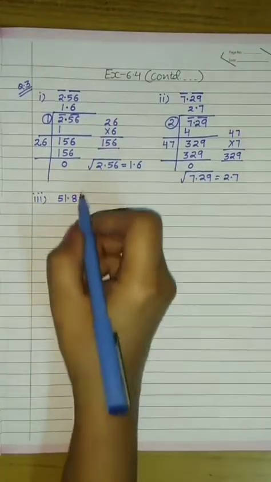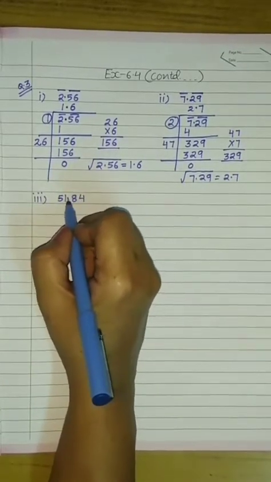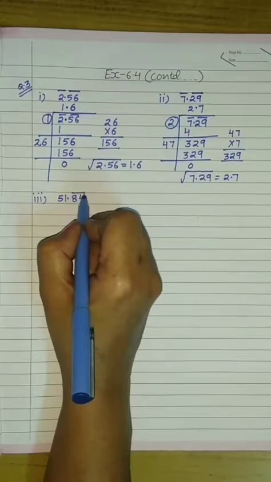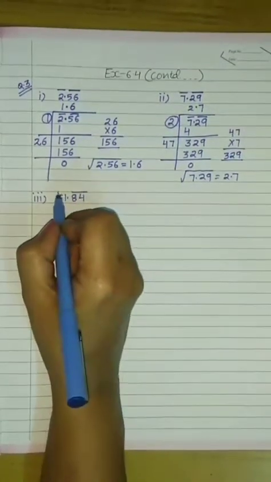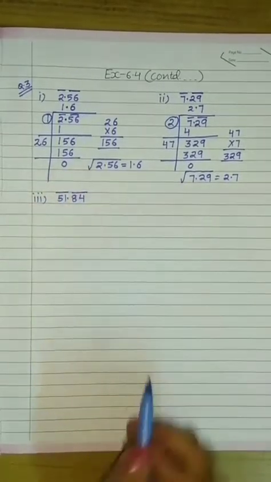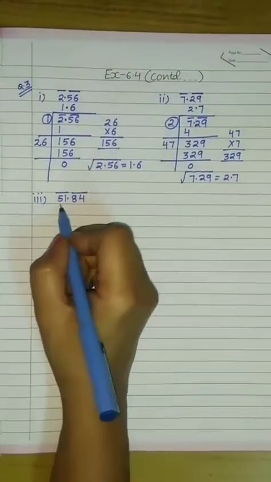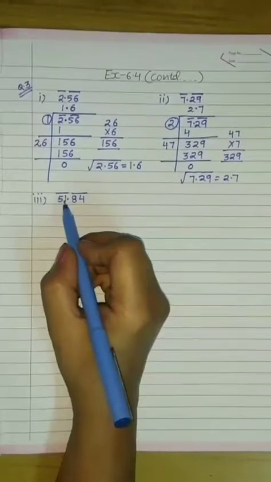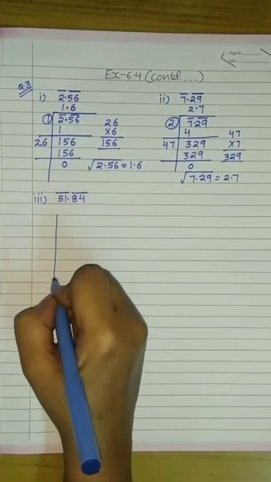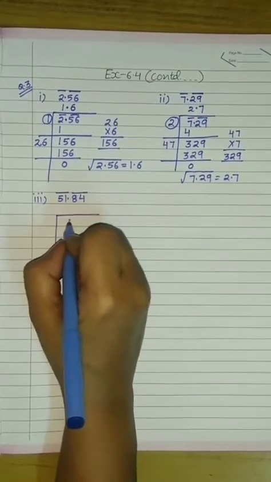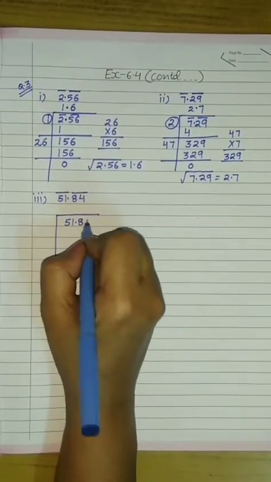Third part of this question is 51.84. Now after the decimal I have two digits, that is 84. So one bar will be on 84, and before the decimal I have two digits, that is 51. So one bar will be on 51. Now I'm going to find the square root of 51.84.